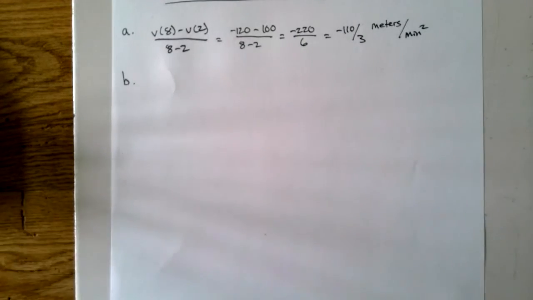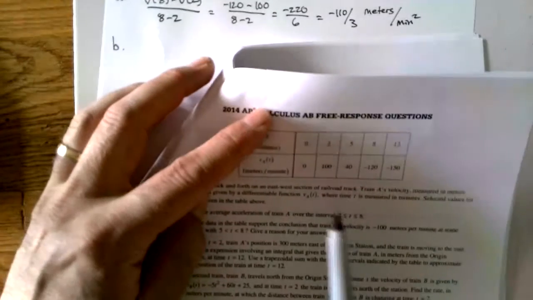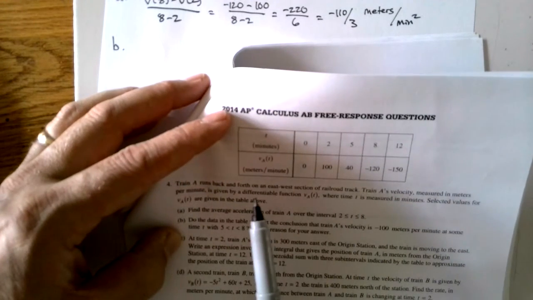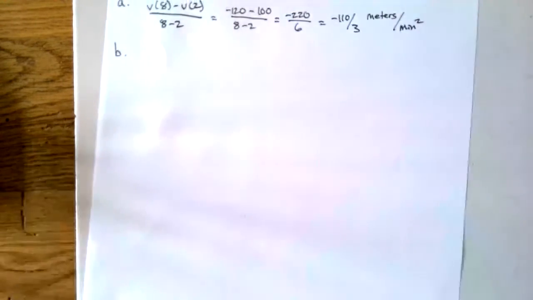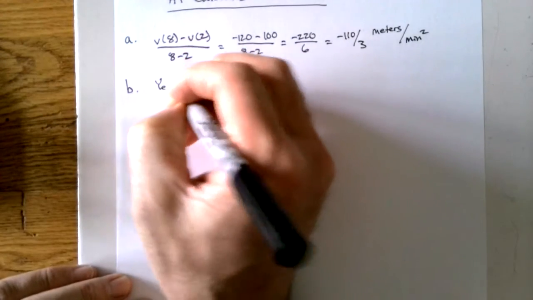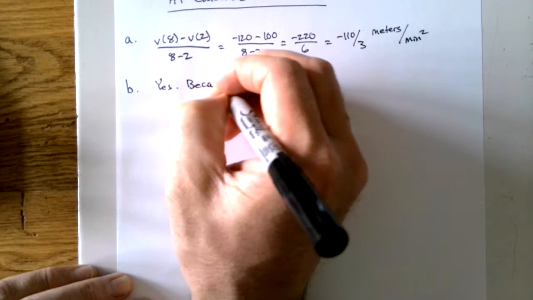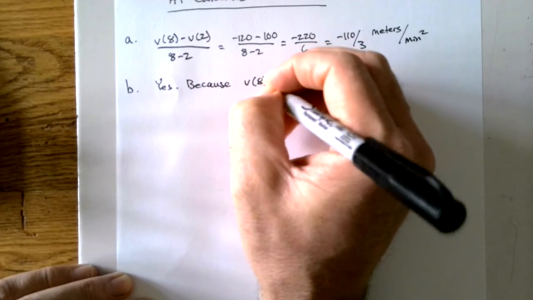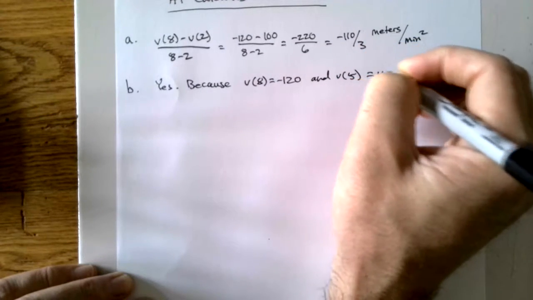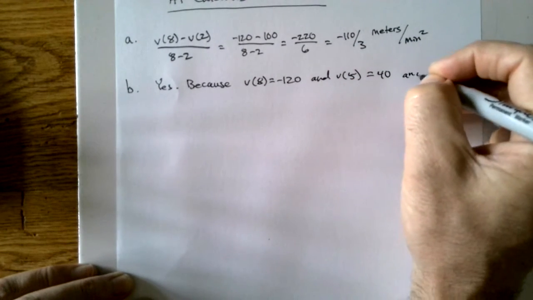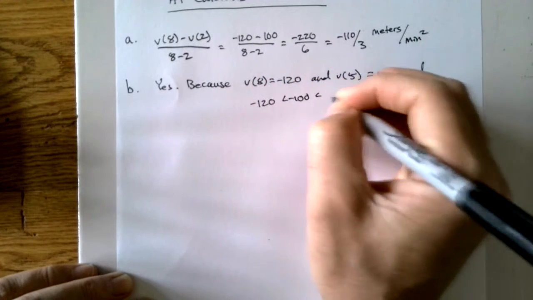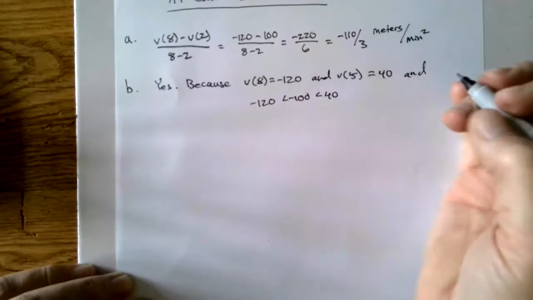The intermediate value theorem says that if you have a function that's continuous, then you have to cross over all the values. How do we know it's continuous? It says it's differentiable, and if it's differentiable, it's definitely continuous as well. So, yes, because v of 8 is negative 120, and v of 5 is 40, and negative 100 is between negative 120 and 40.